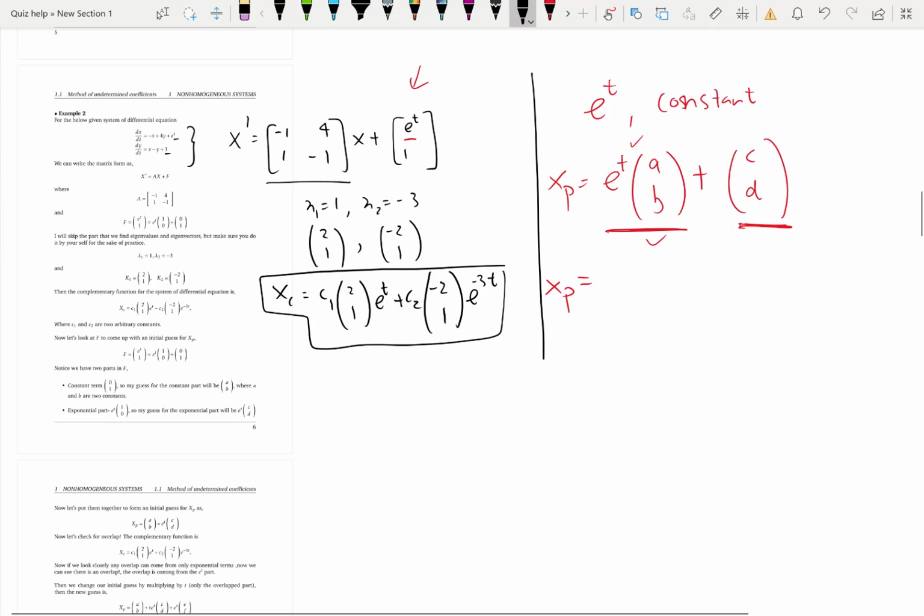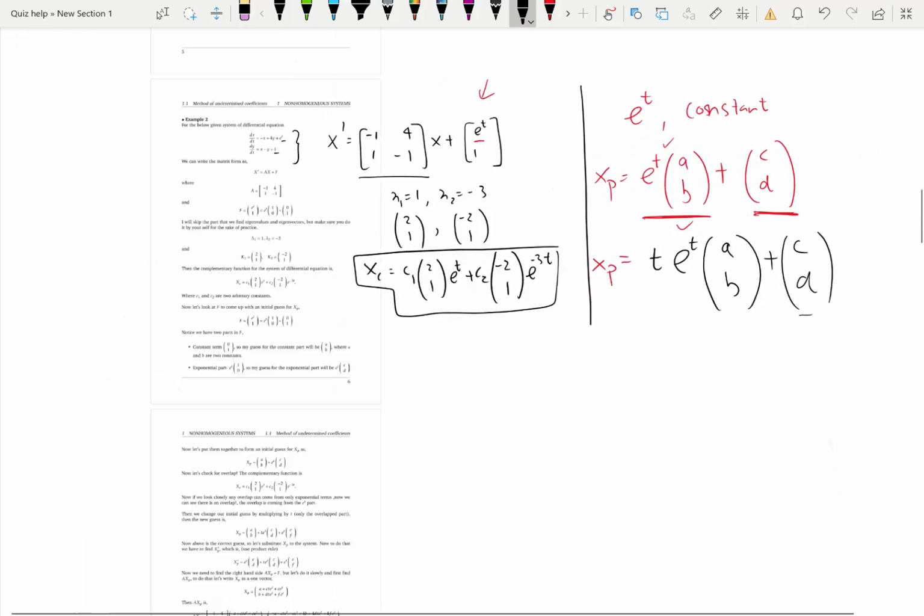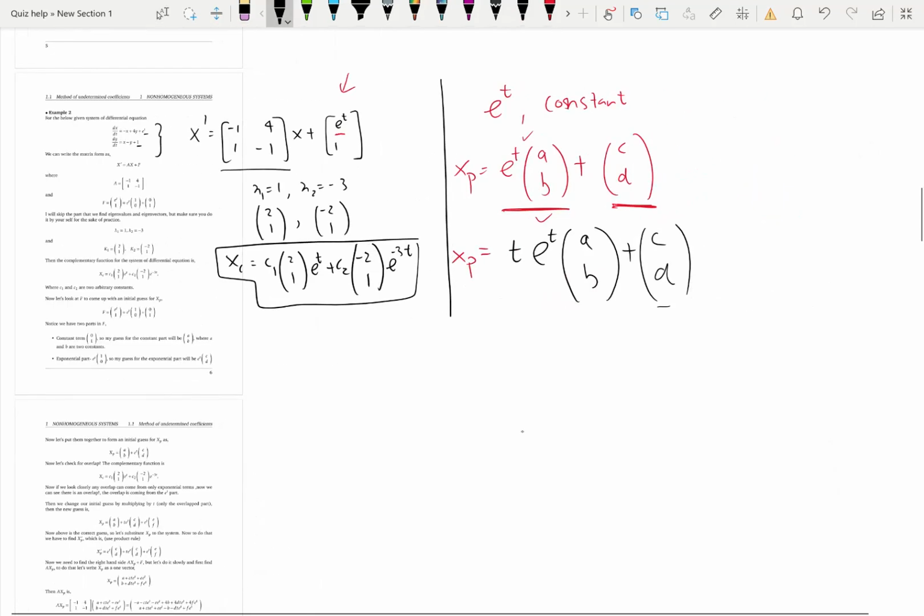Okay, let me explain it. So let's first multiply by t. You multiply by t because that's the independent variable, just the offended part. Okay, so you do not change this constant part. You do not multiply this by t. Now you might ask, well, that was pretty much the same as chapter 4, but no.